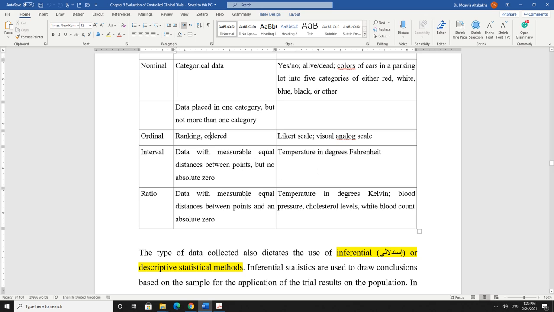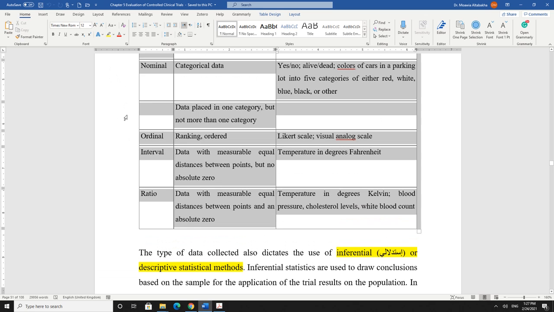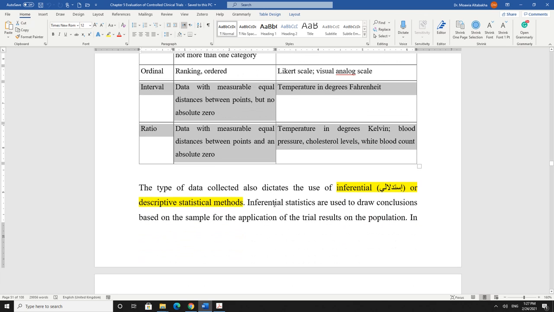Okay, so with interval, distances are equal, but there is no absolute zero. The ratio is the same thing. There are equal distances between the points, but there is a real zero, such as when I say the temperature, but in Kelvin. If you remember, it's minus 273 maybe, or something like that. That's the 0 Kelvin, equal to about minus 273 degrees Celsius, which is a real zero. Blood pressure, cholesterol level, white blood counts, all of them we consider as ratio. Usually we use a similar type of analysis for nominal and ordinal, and a similar type of analysis for interval and ratio.